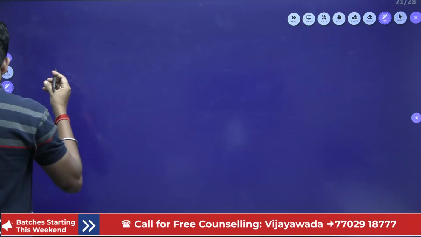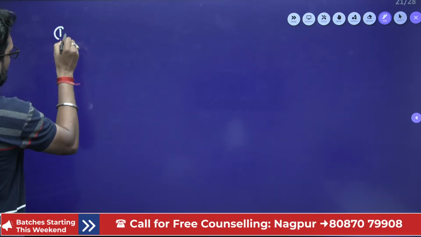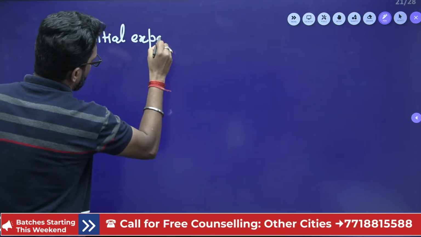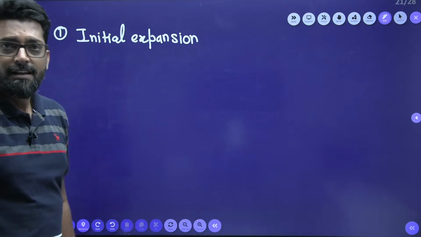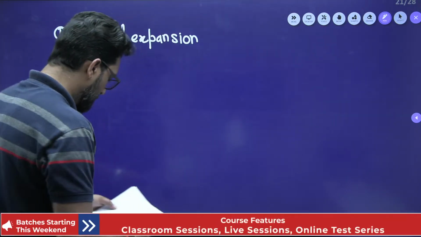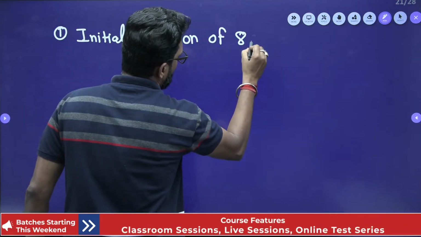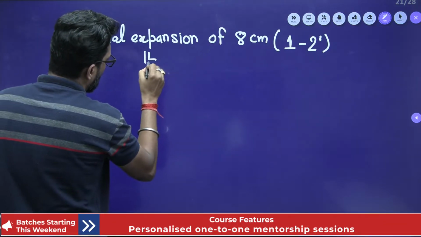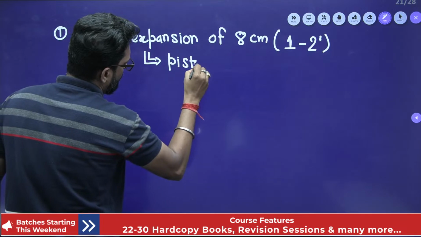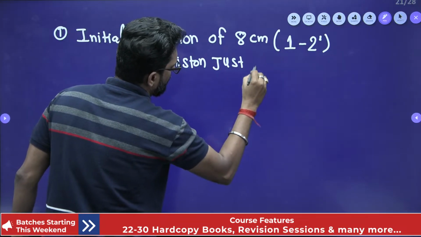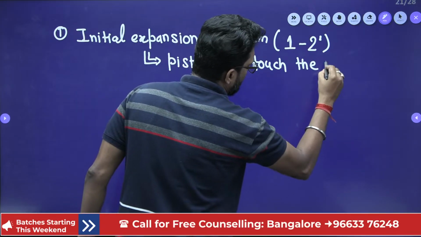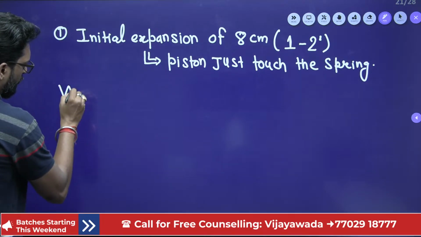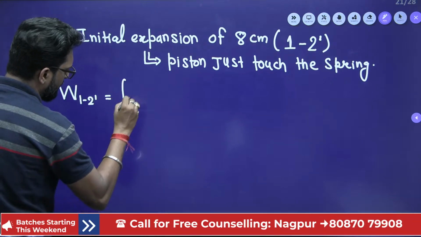Okay, let's see, for an initial expansion, that means the system will just touch the spring of 8 centimeter. Yes or not? That means what is the process? 1 to 2 dash. The piston just touches the spring, and the process is very slow. That means W 1 to 2 dash is equal to integration P dV.